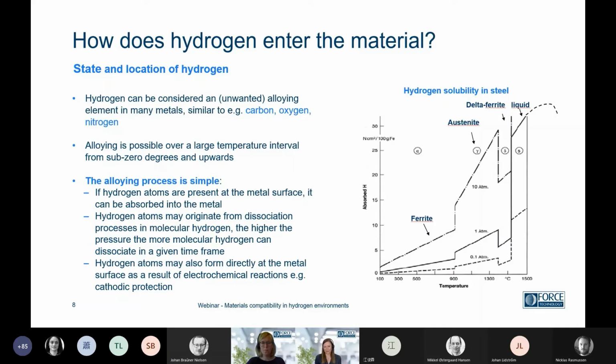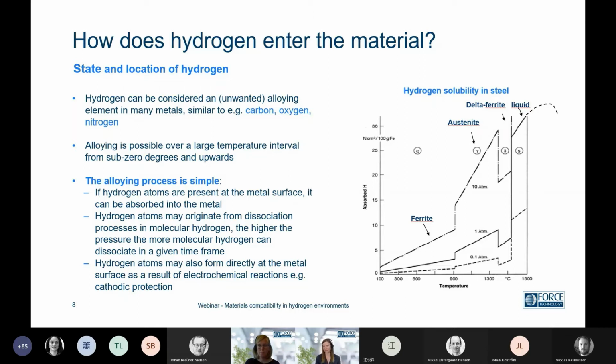When we talk about metals, we look at phase diagrams like the ones I show here. Here you have temperature and absorbed hydrogen. And hydrogen can be considered an alloying element. And generally, when we make alloys, we do it at high temperatures and add some different elements. The thing about hydrogen is that you can have alloying at sub-zero degrees and upwards. So it's quite tricky.